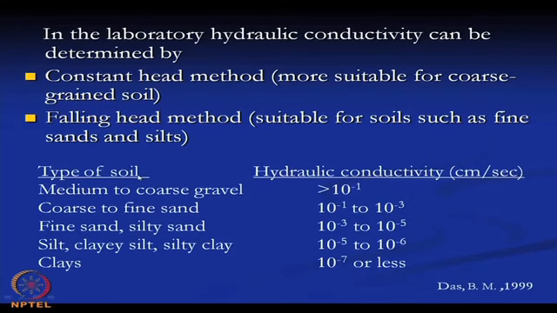Now, the type of soil and the hydraulic conductivity in centimeter per second: for medium to coarse gravel, the hydraulic conductivity is greater than 10 to the power minus 1. For coarse to fine sand, it is 10 to the power minus 1 to 10 to the power minus 3. For fine sand and silty sand, it is 10 to the power minus 3 to 10 to the power minus 5. For silt, clay silt and silty clay, the value is 10 to the power minus 5 to 10 to the power minus 6, and for clays, the value of K, or hydraulic conductivity, is 10 to the power minus 7 or less.